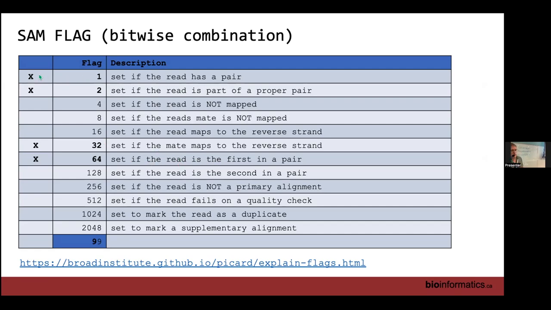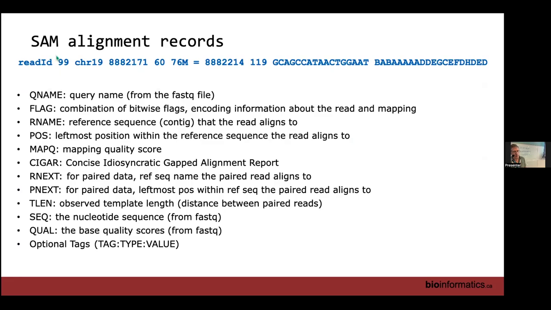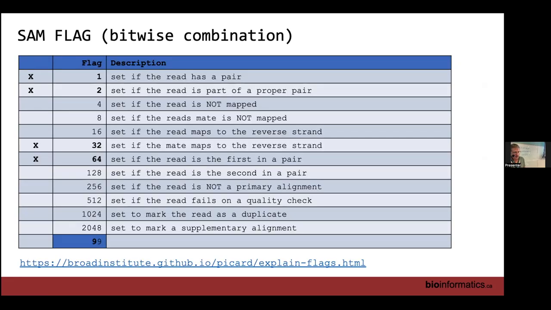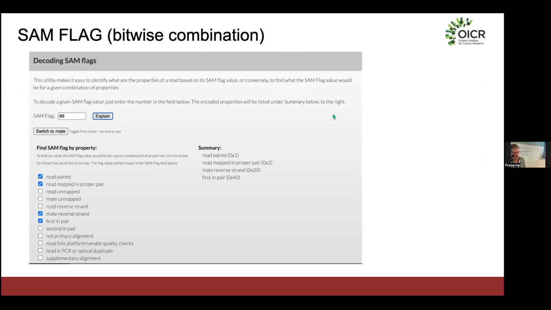So we basically mark off these flags here. And by adding up the scores associated with those designations, we get a value here of 99, and that's what will get stored in this column here. We're all very happy that somebody put this page together for us.